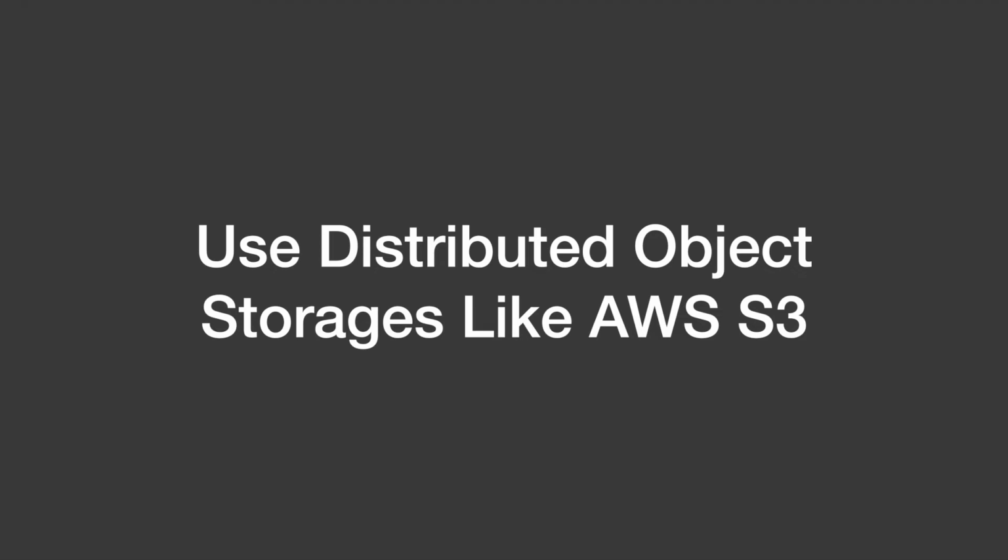All right, so now we're going to go to the most optimal solution, which is pretty much the industry practice right now, and most big companies end up using this. That is use distributed object storage like AWS S3. There are a bunch of other object storages that people use, but S3 is the most popular one right now. So we're going to use S3 as the example.